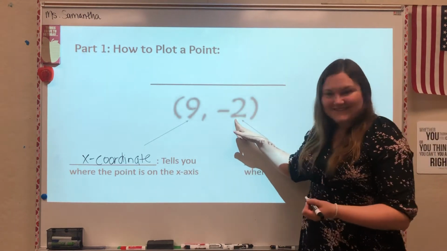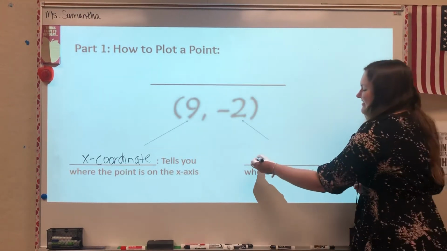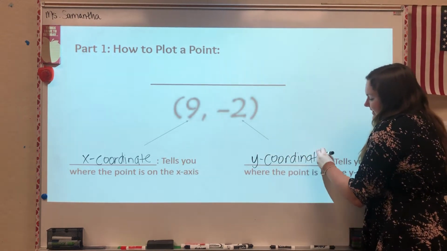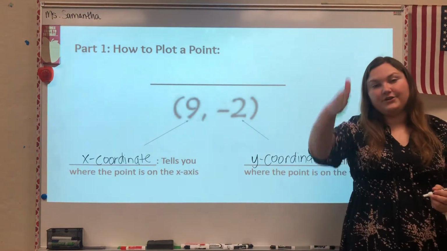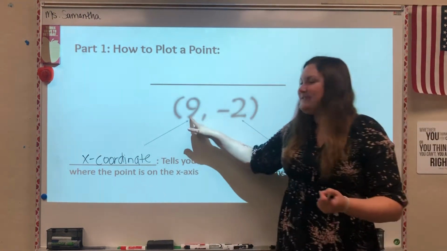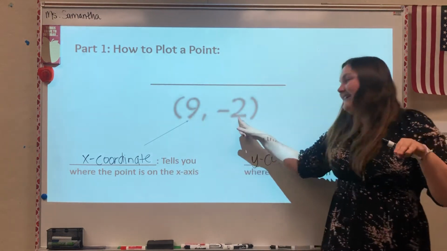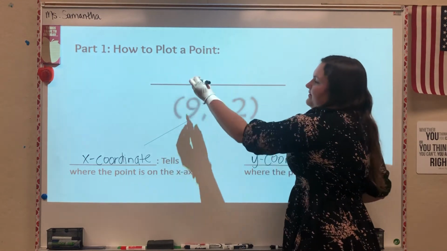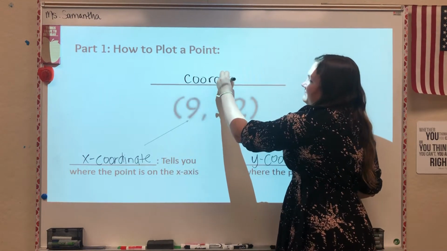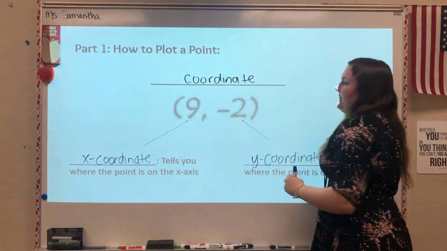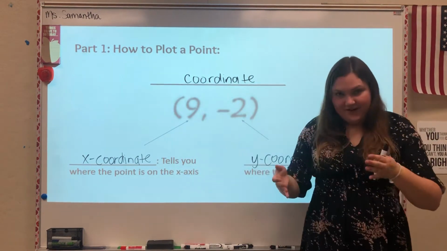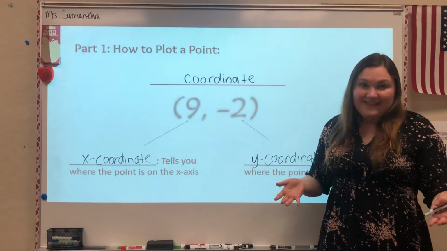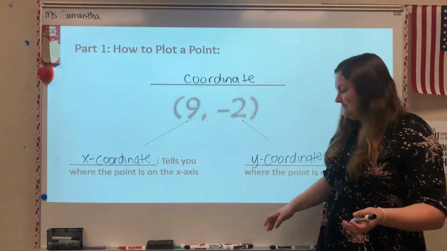You can probably guess the second number then we're going to call the y-coordinate, and that y-coordinate is going to tell you where that point is on your vertical number line. So basically this number tells you where it is sideways, and this number tells you where it is vertically. Together we call this pair of numbers a coordinate. So the coordinate is what you call the numbers together, and the coordinate represents a point somewhere on your coordinate plane, which is why that entire graph is called coordinate plane.